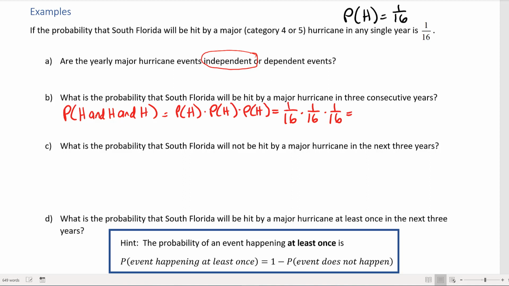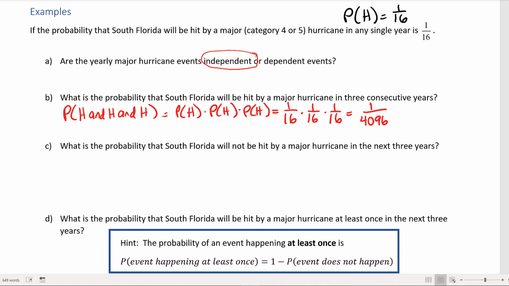When I multiply this out, the numerator is easy. 1 times 1 times 1 is 1. And 16 times 16 times 16, you might want to get a calculator out for that, is 1 over 4,096.